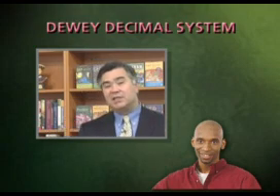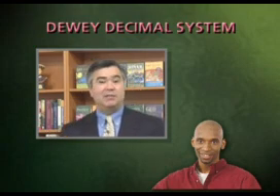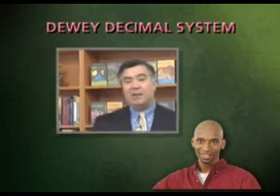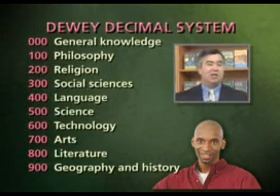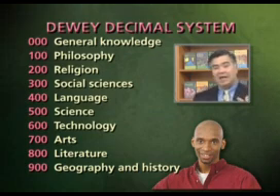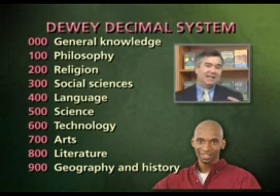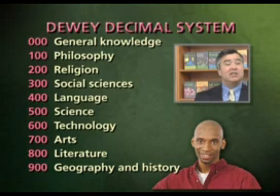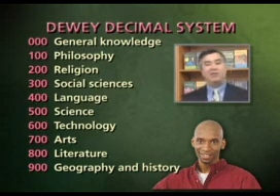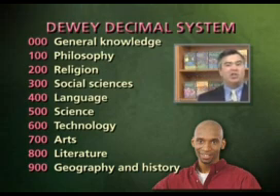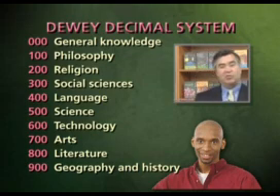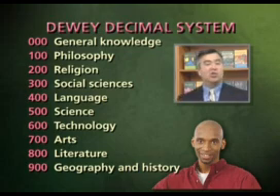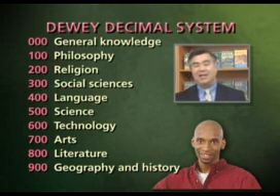The Dewey Decimal System categorizes books according to their subject area by number. The numbers range from the zeros up into the 900s, and as you can see, each different set of numbers stands for a particular general area of information. So that the zeros, for example, include what's called general knowledge. In the 100s, you'll find philosophy. In the 200s, religion. The 300s, social sciences, and so on.